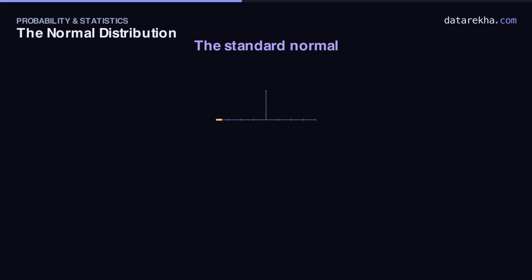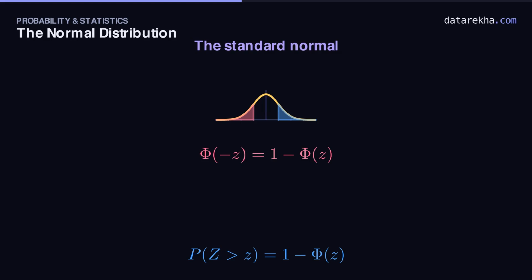Two properties make Phi all you ever need. First, the bell is perfectly symmetric about 0. So the area left of minus z equals the area right of plus z, which means Phi of minus z is simply 1 minus Phi of z. Second, the complement rule. Since the whole area is 1, the probability Z is greater than z is just 1 minus Phi of z. Between these two identities, a single left-hand Phi answers every question, left tails, right tails, and negatives alike.